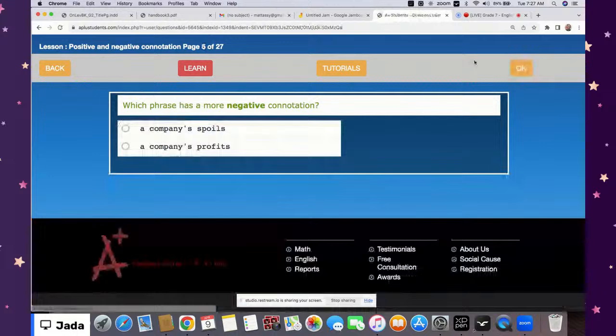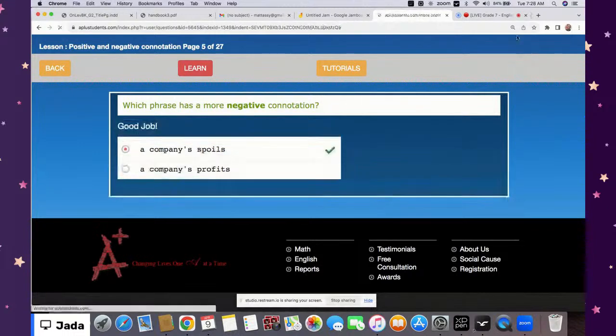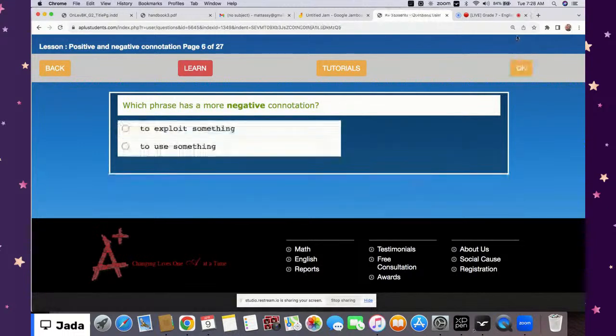Which phrase has a more negative connotation? Accompanying spouse or accompanying profile? This one. Negative: to exploit something, to use something. To use.